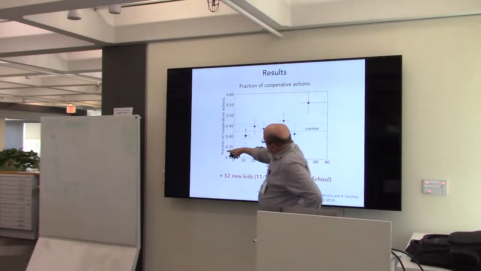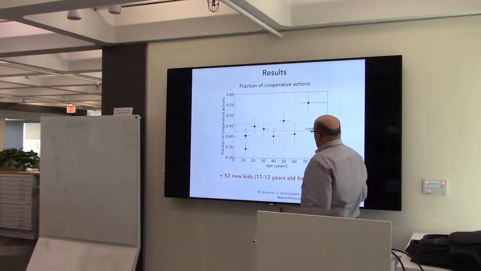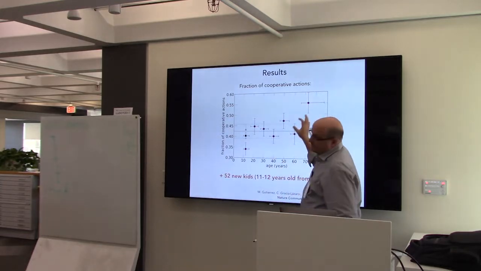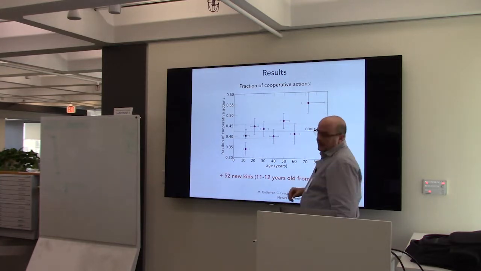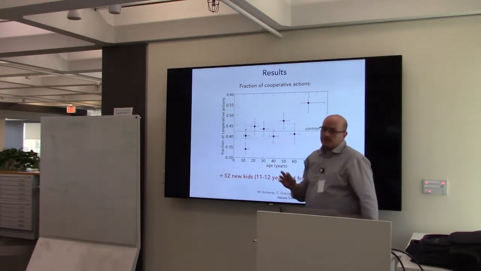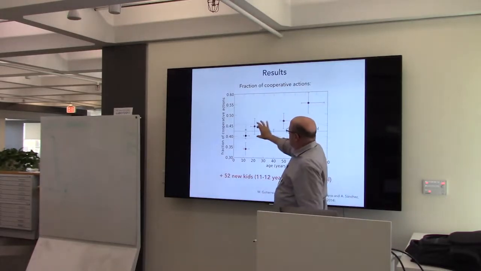So this is the fraction of cooperative actions as a function of the group age. You see that there are two different behaviors clearly here. The first one are the elders. They are more cooperative than anyone else. Then there is the control group.